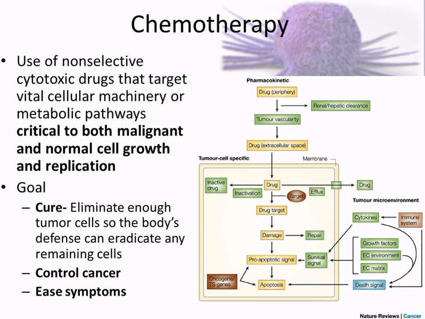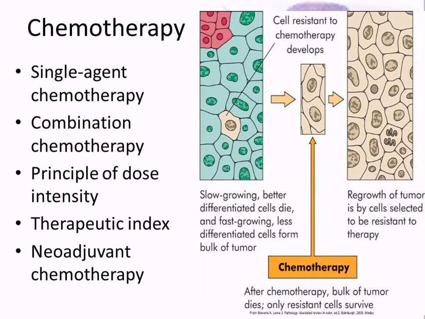The other purpose is to try and control the cancer. Some people, there's no cure for them. The cancer's so bad that when they give them chemotherapy, they're trying to slow the progression. And the third thing, to ease the symptoms. If you have a rapidly growing tumor and symptoms keep getting worse, then if you give them a chemotherapeutic agent, that can slow that growth down.